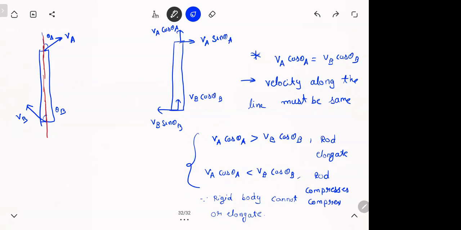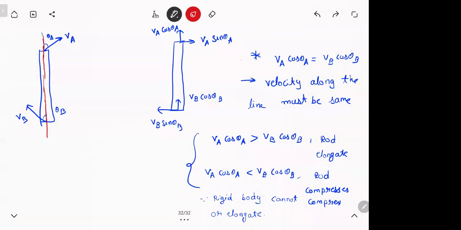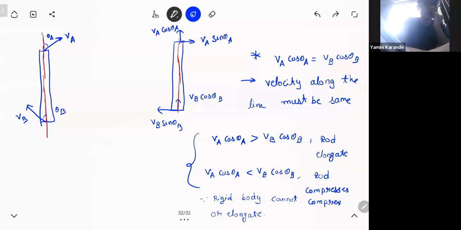cos theta. Yes, sir. So see, what I was saying here, the components along the line, your red line, should be same. So VA cos theta A should be VB cos theta B. Why? Suppose VA cos theta is greater, then A is going faster than B, so the rod will elongate. If it is less, A is going slow, B is going fast, so the rod will compress. But you said it is a rigid body, means you can't compress or elongate. The only way you can maintain distances is if both are going with the same velocity. That's why this will always be true. Fair enough?